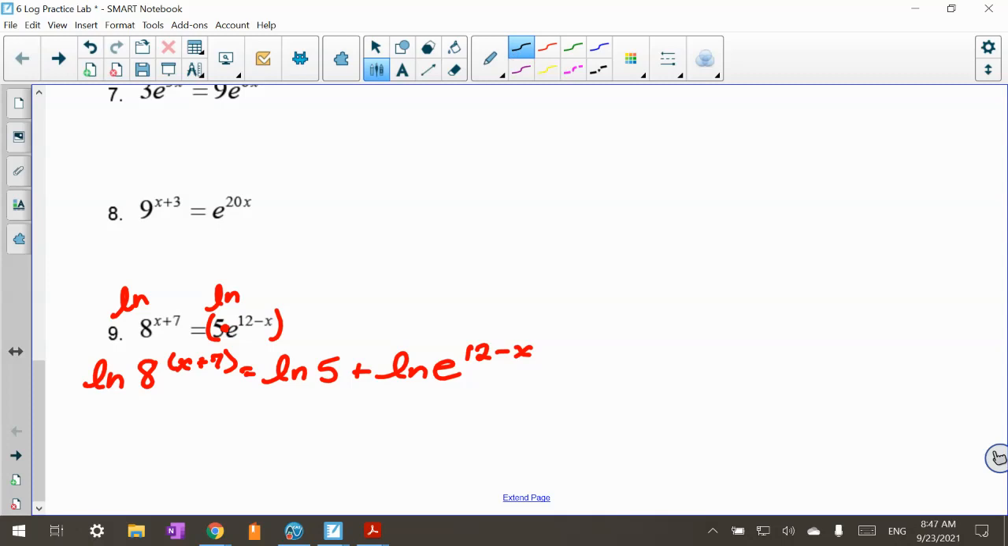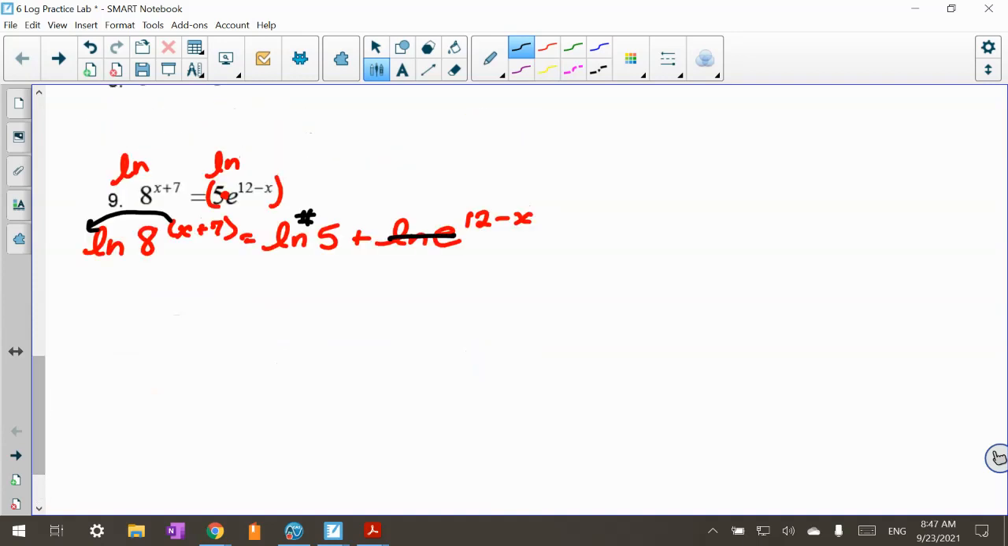Cool things that are happening. First, this is a number on this side. This I can say thanks for playing. So that's just 12 minus x because the natural log of e is 1. Over here, I'm going to bring the x plus 7 right down. So let me extend this page a little bit so we have some room. So I have x plus 7 natural log of 8 equals the natural log of 5 plus 12 minus x.